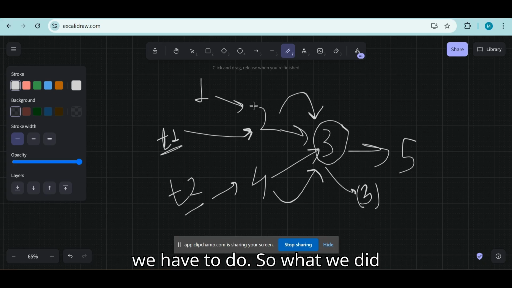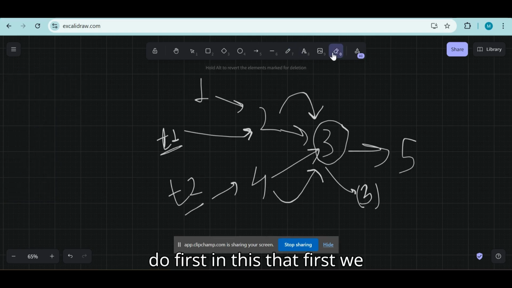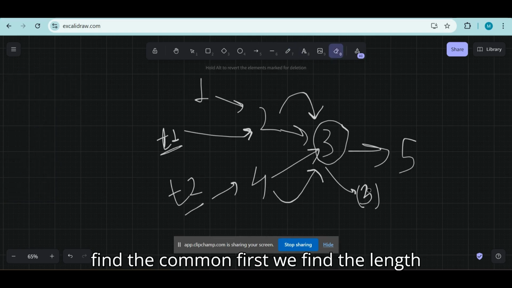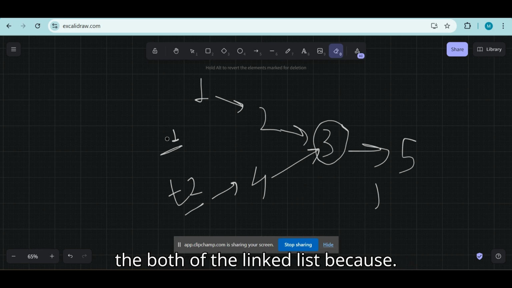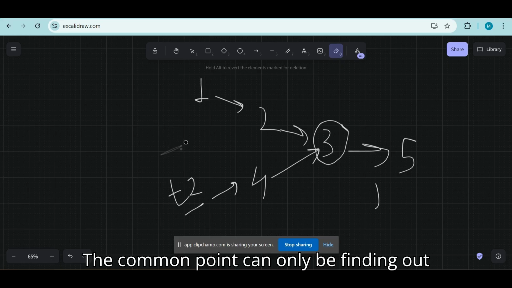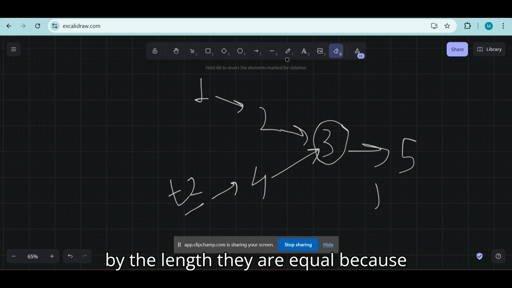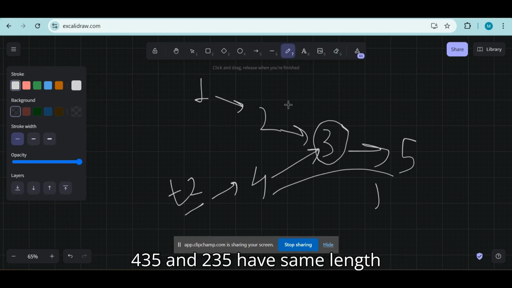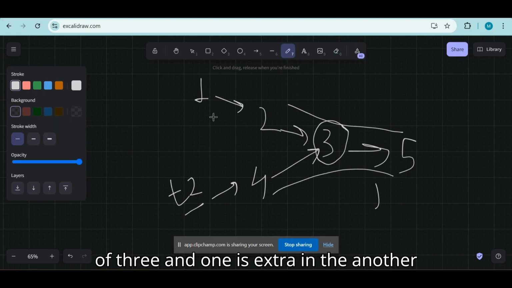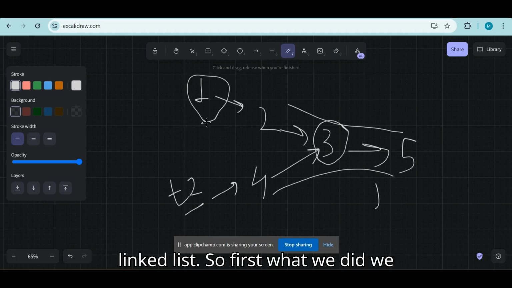So what we do first in this is find the length of both the linked lists. Okay, the length of both the linked lists, because the common point can only be found by making the lengths equal, because 4, 3, 5 and 2, 3, 5 have the same length of 3, and one is extra in the other linked list.